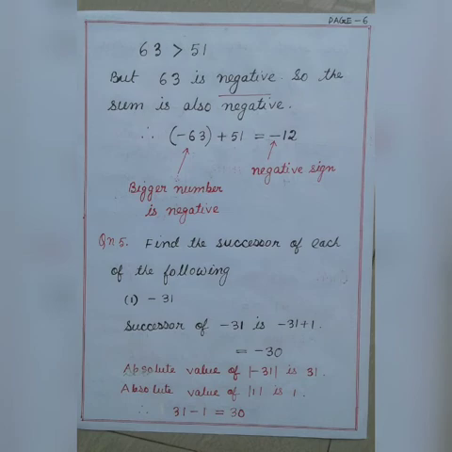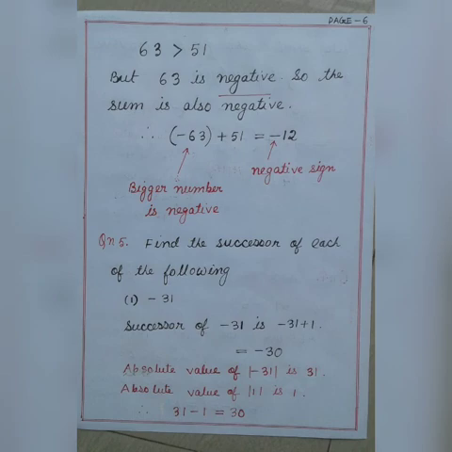Question number 5. Find the successor of each of the following. Question number 1, minus 31. Now, what is a successor? Successor is the number we get when we add 1 to the given number. So successor of minus 31 is minus 31 plus 1, which is equal to minus 30.